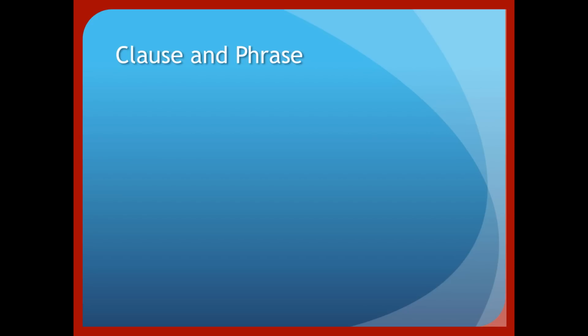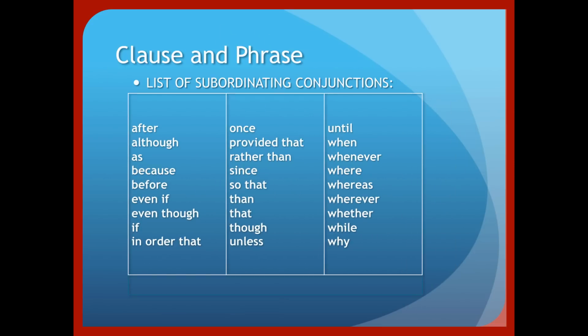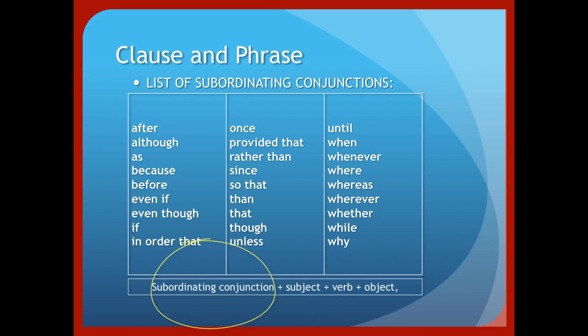Here's a list of common subordinating conjunctions that usually start dependent clauses. You should be able to recognize a pattern to dependent clauses: subordinating conjunction plus the subject plus a verb and possibly an object.